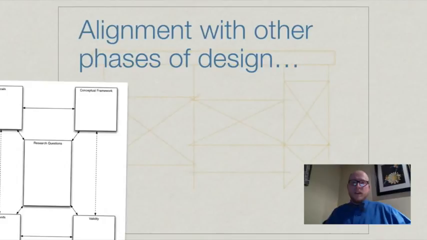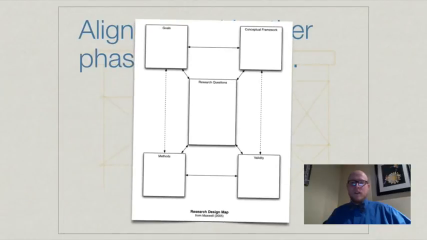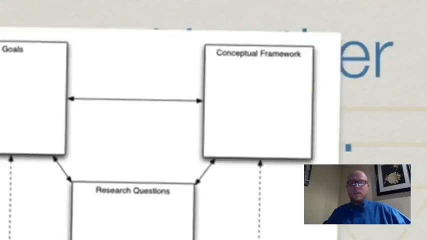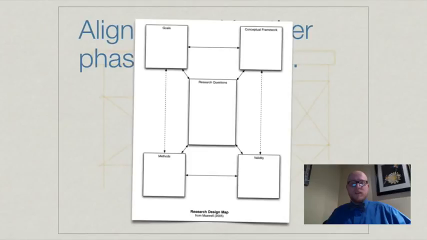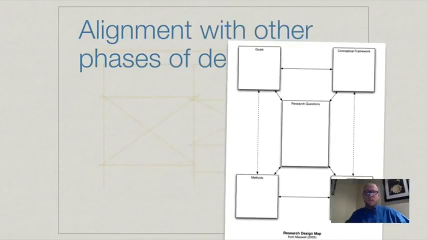One of the important things that a conceptual framework should do is align with other phases of the design. Much like we talked about with Maxwell's research design map, and you'll note that conceptual frameworks are one of the 5 major portions of his research design, all of the parts of the research design should be integrated and interactive. And that's certainly what we're hoping for from any conceptual framework.